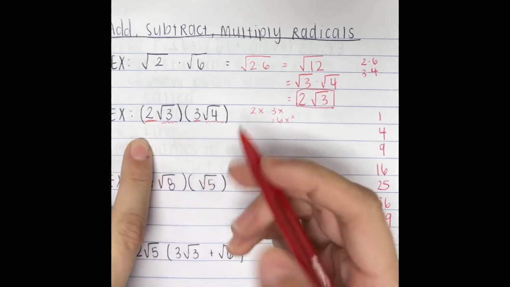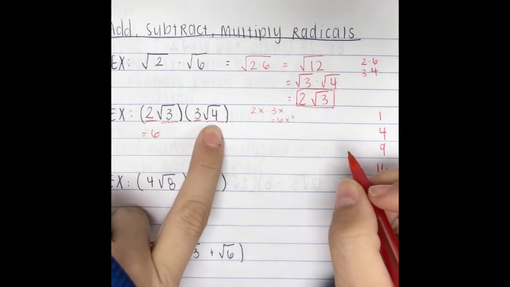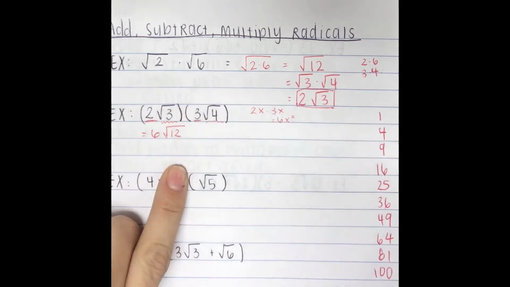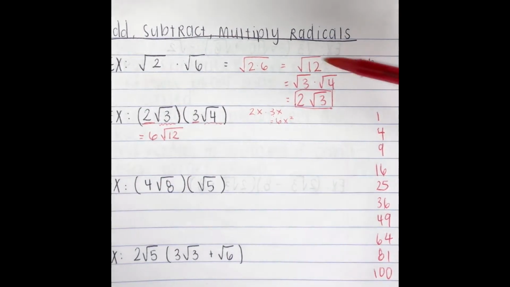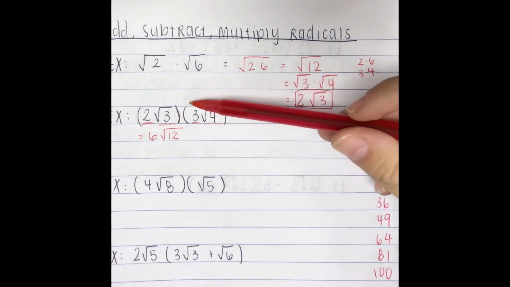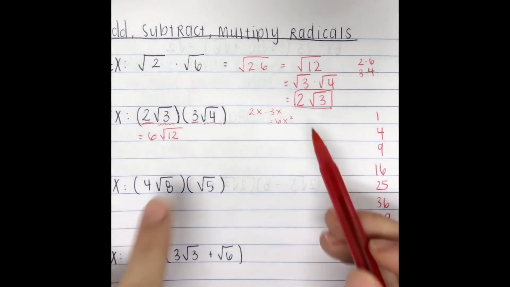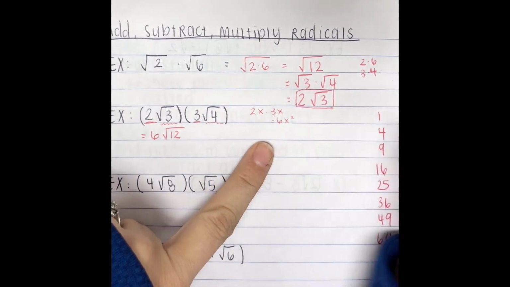So 2 times 3 gives me 6, and then square root of 3 times square root of 4, 3 times 4 is 12, so we get 6 square root of 12. But once again, we need to simplify our square root, okay? So just like we did square root of 12 here, we need to simplify square root of 12 here. If you've already done it and you now know square root of 12 is 2 square root of 3, and you just want to replace square root of 12 with that, that's fine. I'm going to work it out just because.